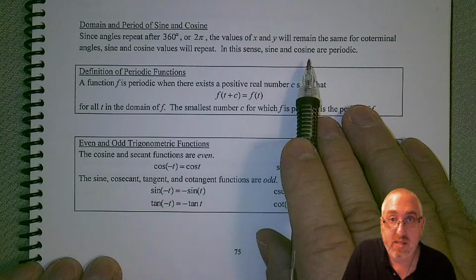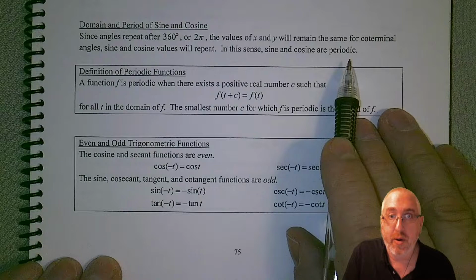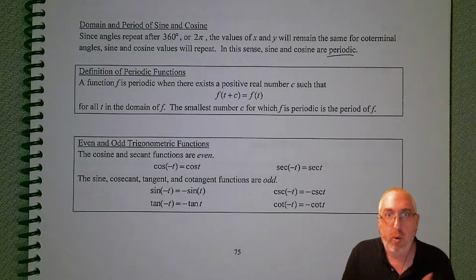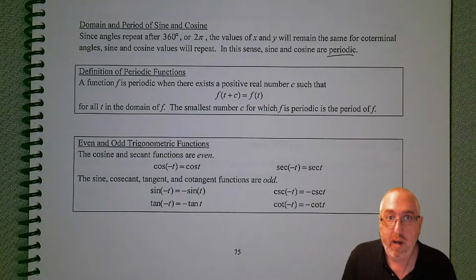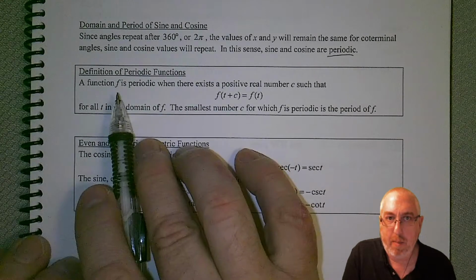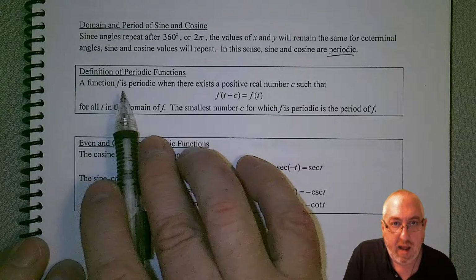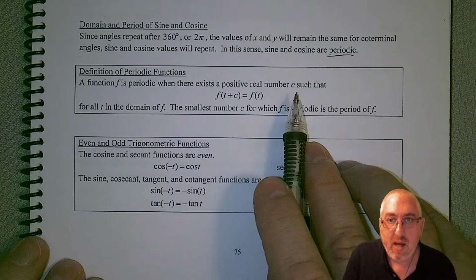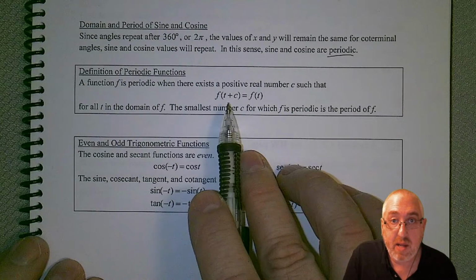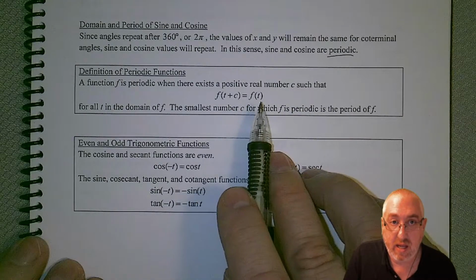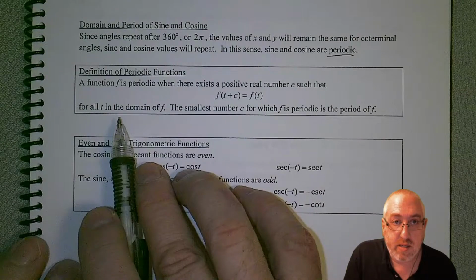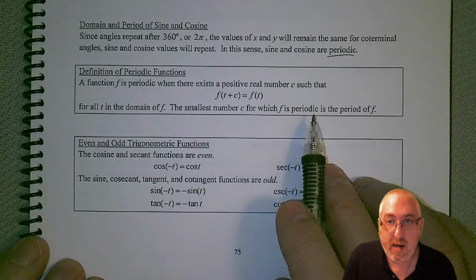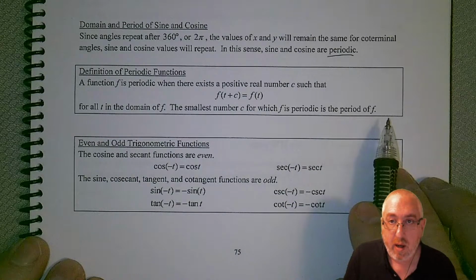So in this sense, sine and cosine are periodic. Whenever they repeat their pattern over and over again, that's a periodic function. So let's define it more specifically. A function f is periodic when there exists a positive real number c such that f of t plus c is equal to f of t for all t in the domain of f. The smallest number c for which f is periodic is the period of f.